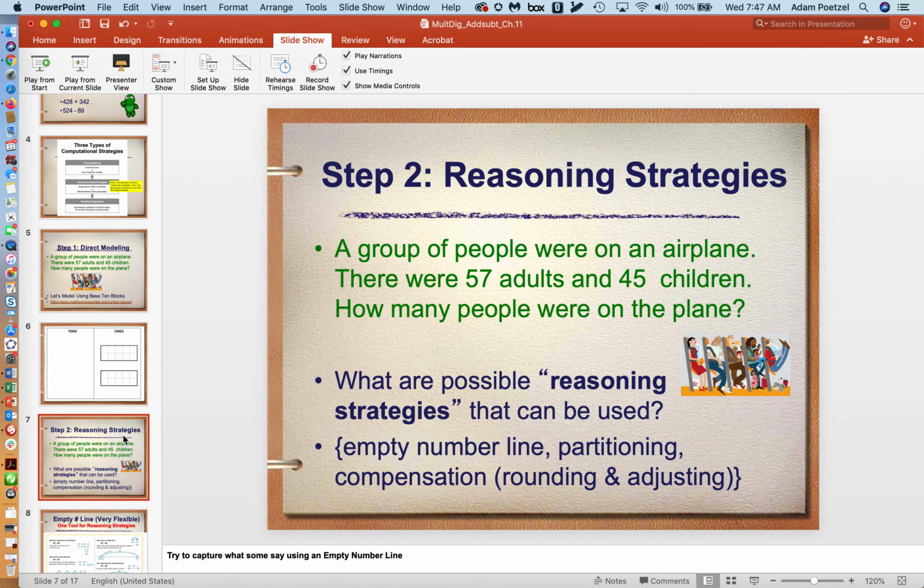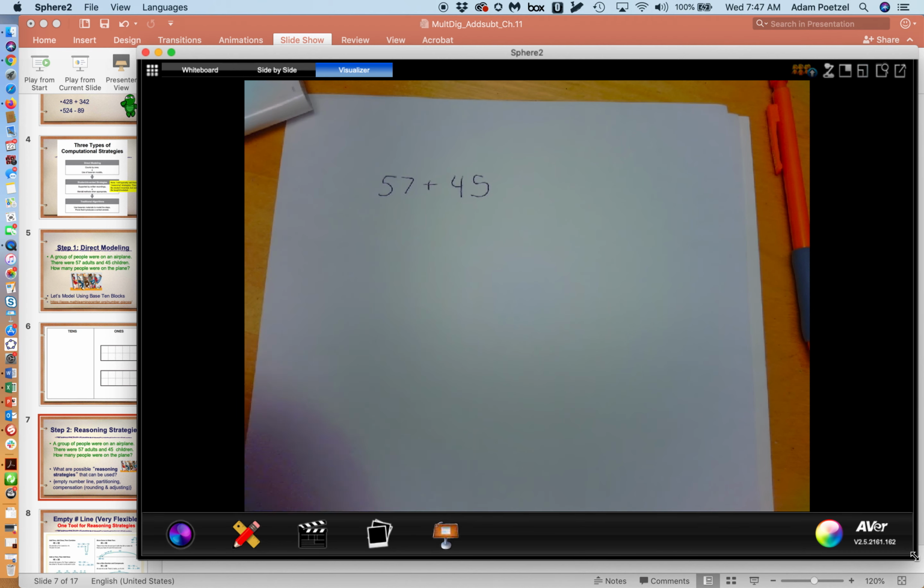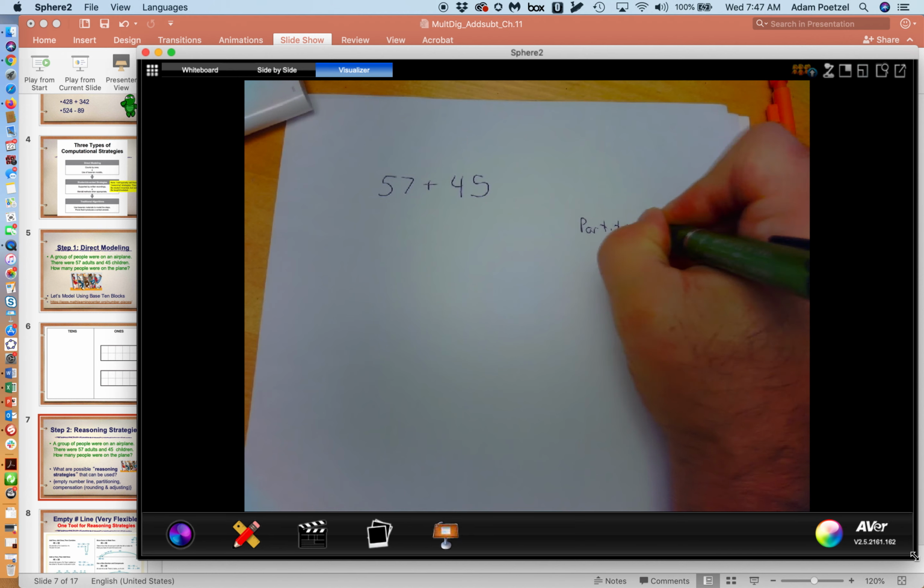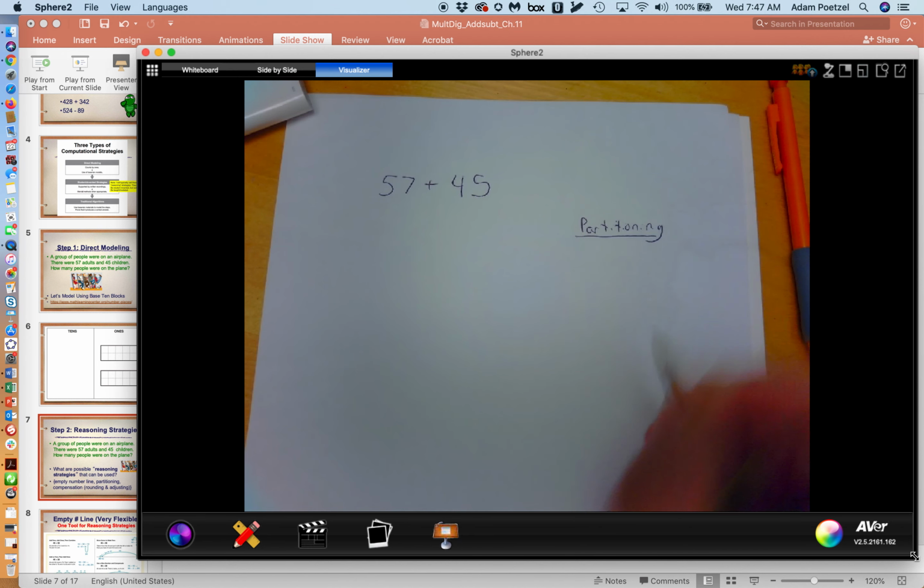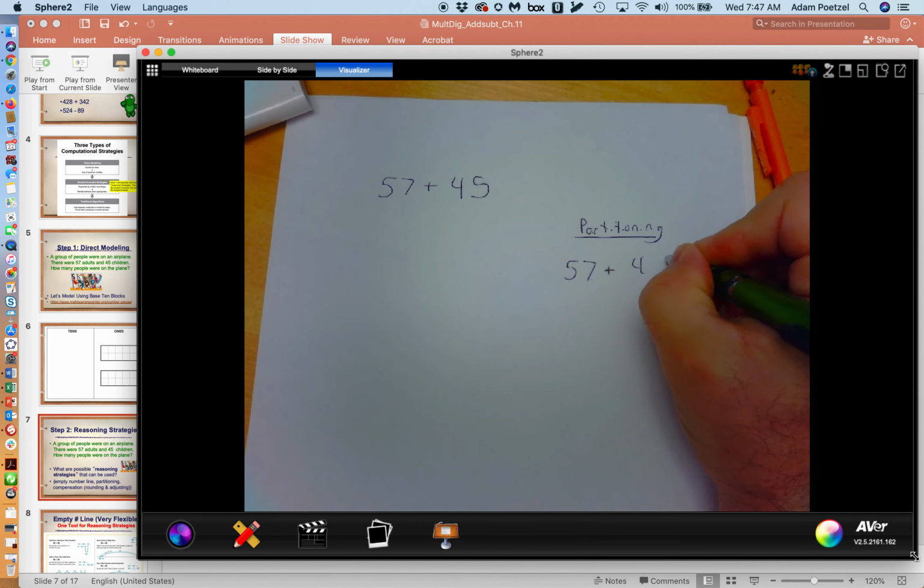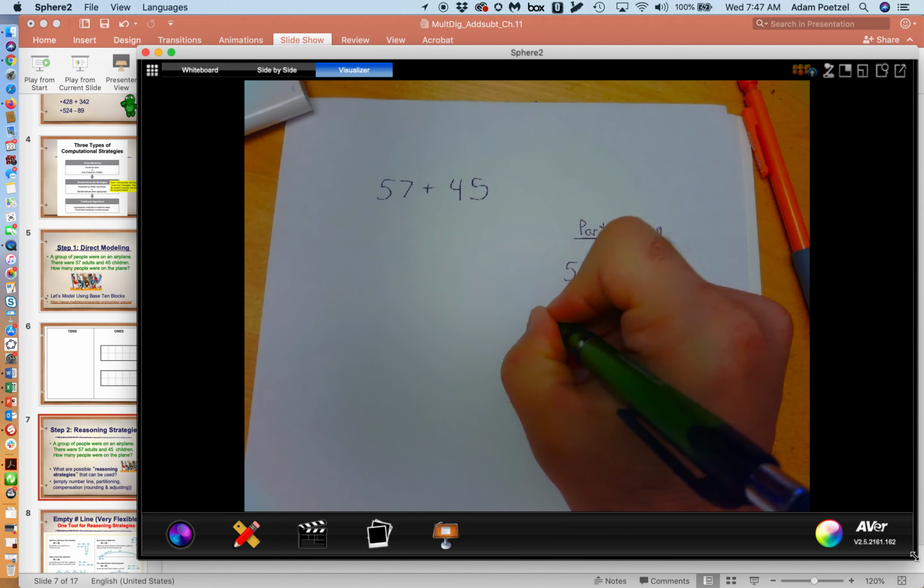So let's take a look at some reasoning strategies here for the same problem. So 57 plus 45. All right, let's take a look and see what qualifies here as some different ways to think about this and make sense of 57 plus 45. So first of all, Vanderwall talks about some strategies that are partitioning strategies, or decomposing, ones where we are breaking this down. So for example, if we wanted to partition this, one way that is a great strategy is to always think about partitioning into tens and ones.